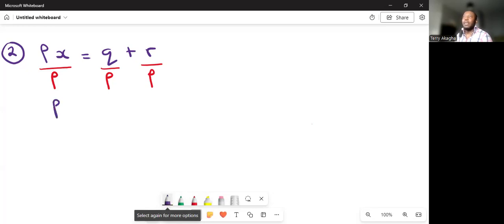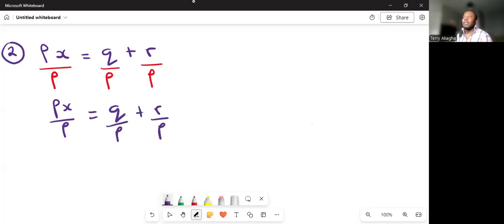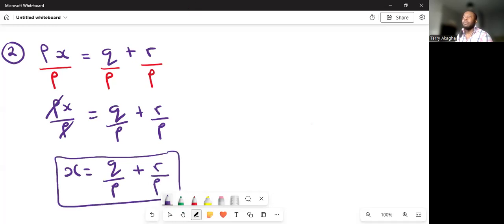We're going to have Px divided by P is equal to Q over P plus R over P. And this will cancel that. So you're going to have x is equal to Q over P plus R over P. And that will be the answer for that. Okay, and that's B. So you can see in the previous one, it was addition, that's why we subtracted. In this case, it's being multiplied, that's why you have to divide. Is that okay? So you have to keep that in mind when you're solving.